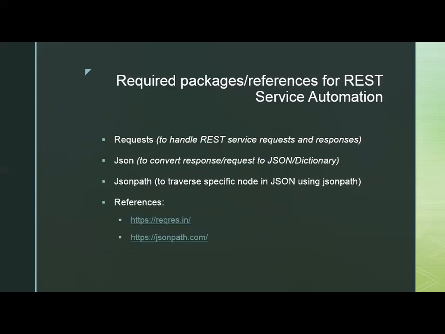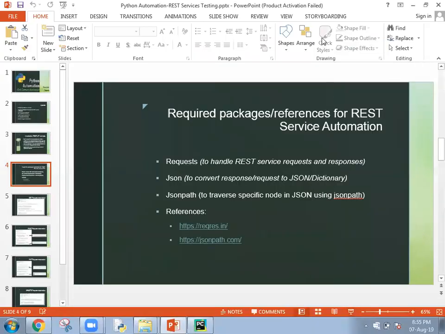Required packages for REST API services automation. Requests is the module to handle the REST services request and its response. However you get the response, it has to be converted into JSON to apply the functions which are available for a dictionary or JSON. For that, we will use the json module. After that, JSONPath is specifically used to traverse to a specific node or key and get the values for it. The references are RS, which is the request and response shortcut, and jsonpath.com. We will have a quick introduction about these two sites so that you will have a clear idea in the following slides.